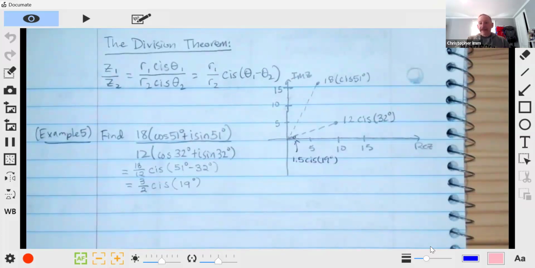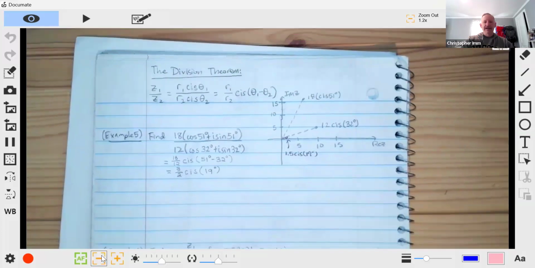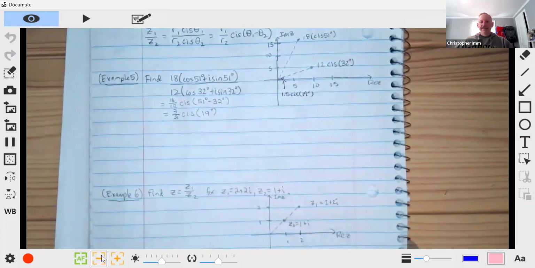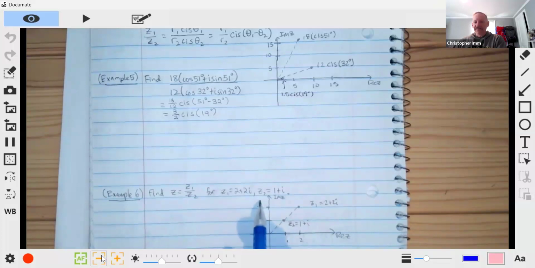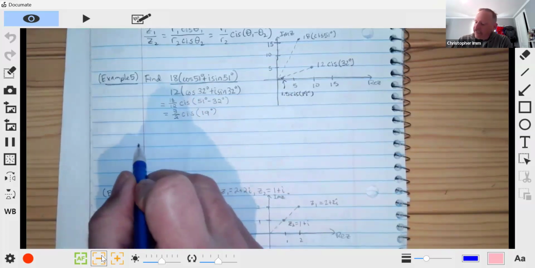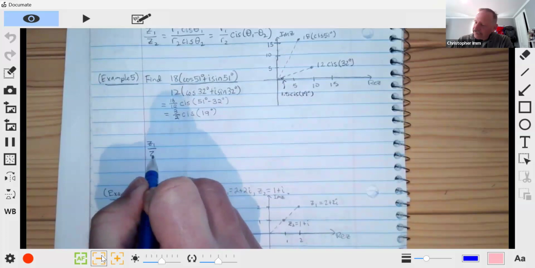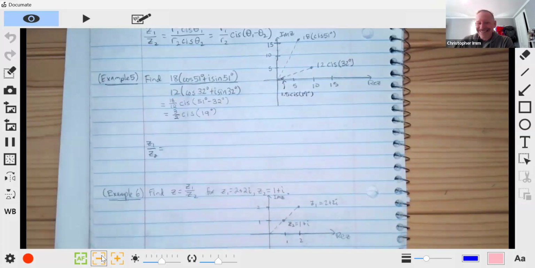All right, let's look at one more application of the division theorem here. So I'm going to zoom out just a little bit so we can keep that on our screen. And this one, we're going to find this division in two ways. So we're going to do z1 divided by z2 the long way, and then we're going to use the theorem. So if I do z1 divided by z2, you might see this automatically, there's a really easy way to do this, but if we're thinking about dividing the way we were taught by using the conjugate, we're going to do it that way.